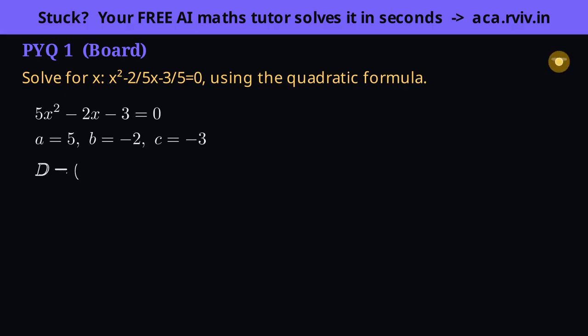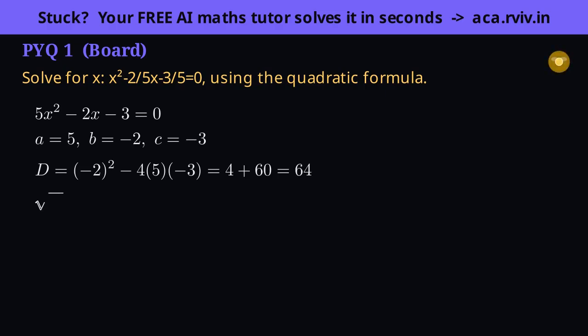Compute the discriminant first. It lives under the root and tells us what kind of roots to expect. Minus 2 squared is 4, and minus 4 times 5 times minus 3 is plus 60, so D is 64.